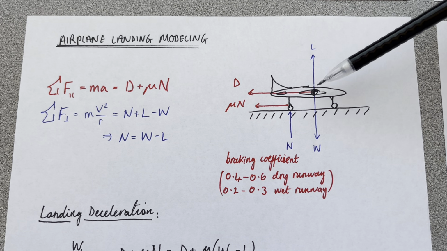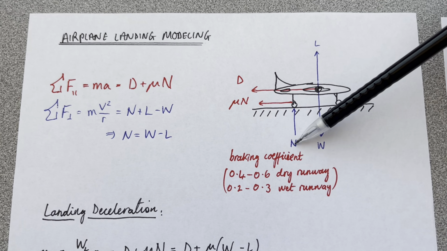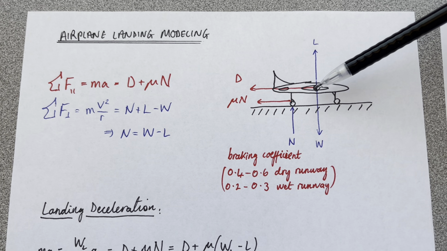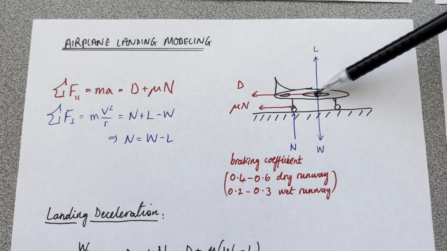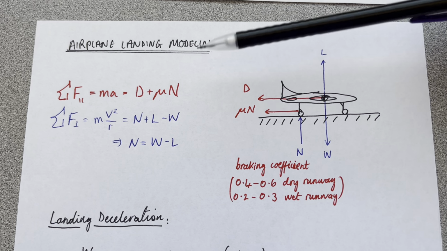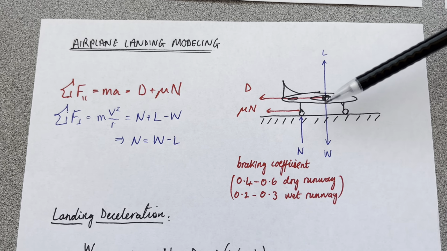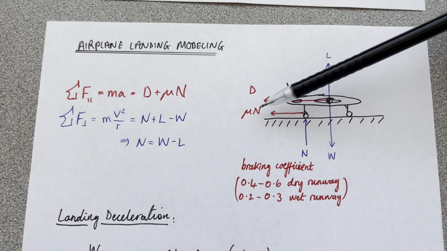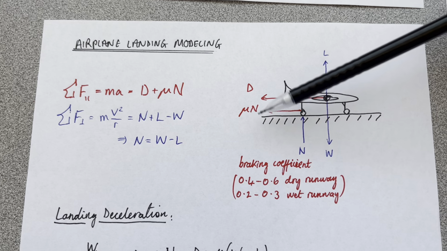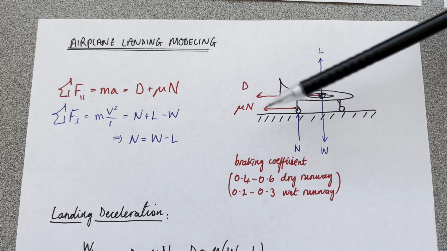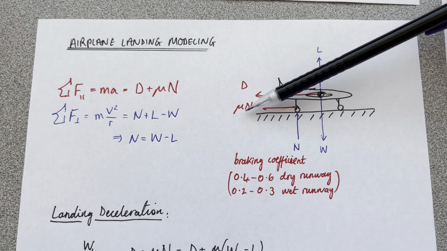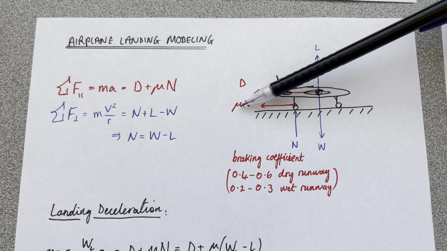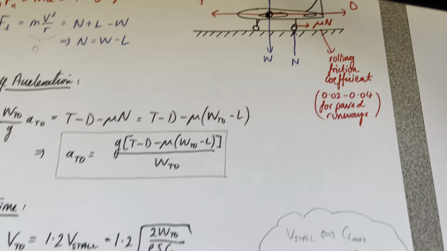We've got lift force acting upwards, as with the normal force. Then we've got the weight vector acting vertically downwards from the CG position. Then, parallel to the runway, we've got the drag vector here, and also this term which takes into account the braking coefficient. Now this is not to be confused with the rolling resistance coefficient that we had in the takeoff model up here, look.